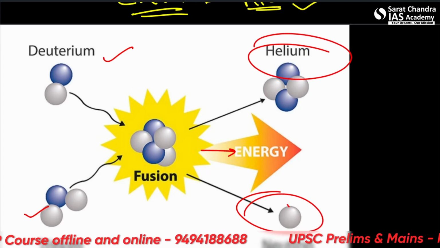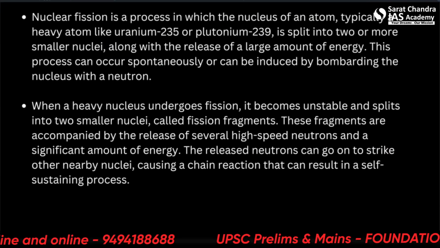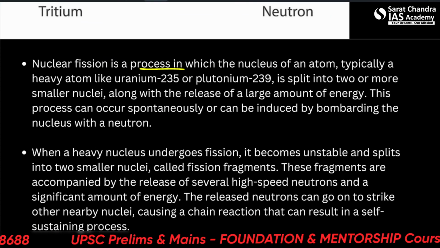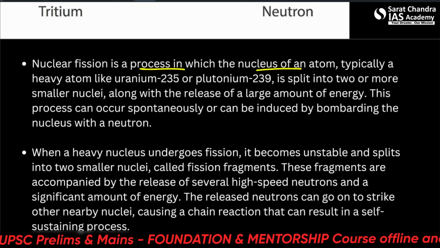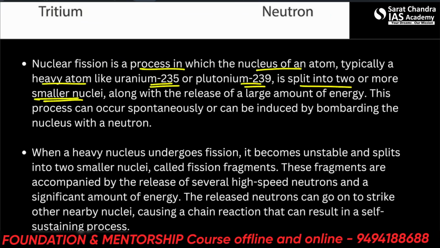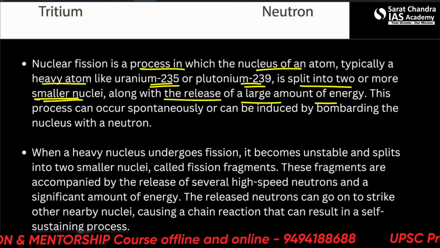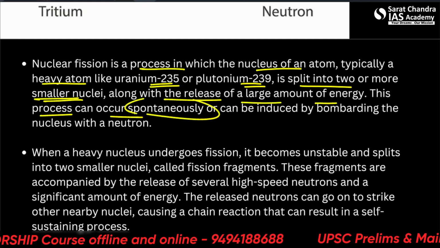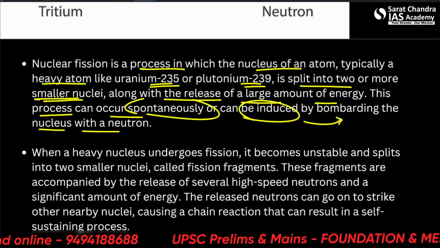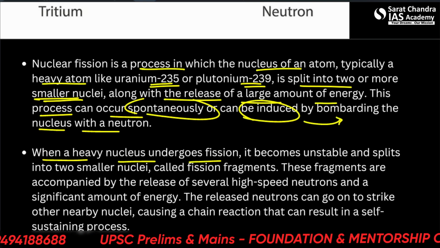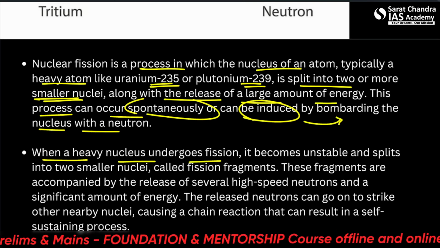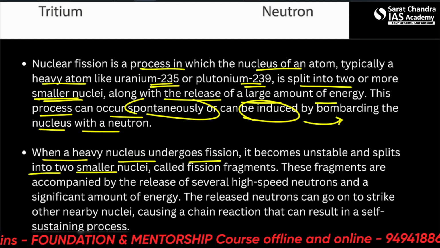Okay, let's talk about the fission now. Fission is what we are going to talk about mostly today. Fission is a process in which the nucleus of an atom, typically a heavy atom like uranium-235 or plutonium, is split into two or more smaller nuclei, along with the release of a large amount of energy. This process can occur spontaneously or can be induced by bombarding a nucleus with a neutron, to make it more unstable. So when a heavy nucleus undergoes fission, it becomes unstable and splits into two smaller nuclei. This is what we use for electricity production also.